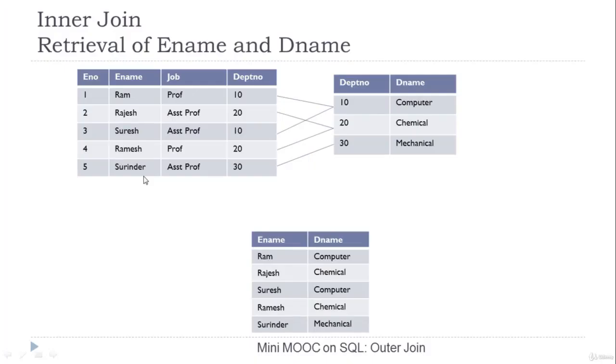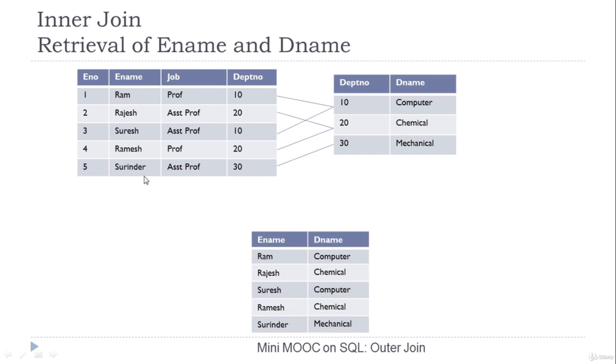Hi, welcome to this video tutorial on outer join. In this session, we will learn the need of outer join and different types of outer join. Let's start this session. In previous session, we have retrieved ename and dname from employee and department table with the use of equijoin.